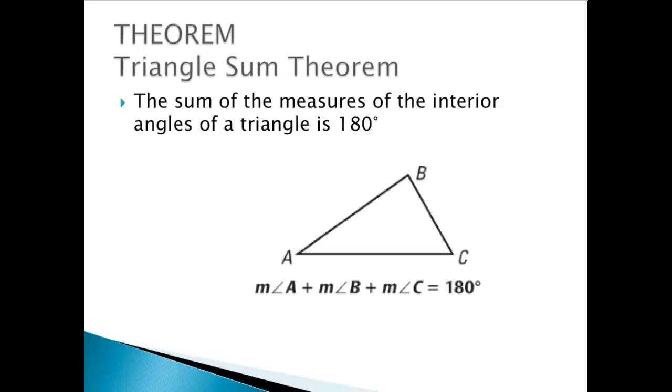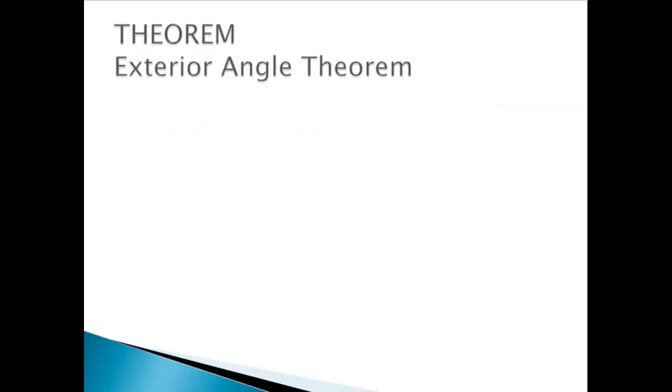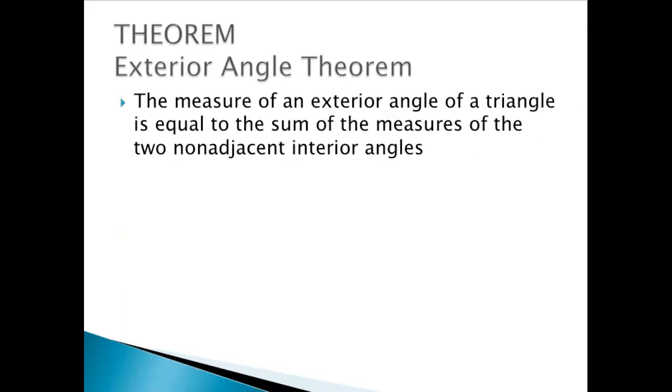Next we have the exterior angle theorem. The measure of an exterior angle of a triangle is equal to the sum of the measures of the two non-adjacent interior angles. Now there are a lot of terms in here, so let's see if we can understand what this theorem is saying.